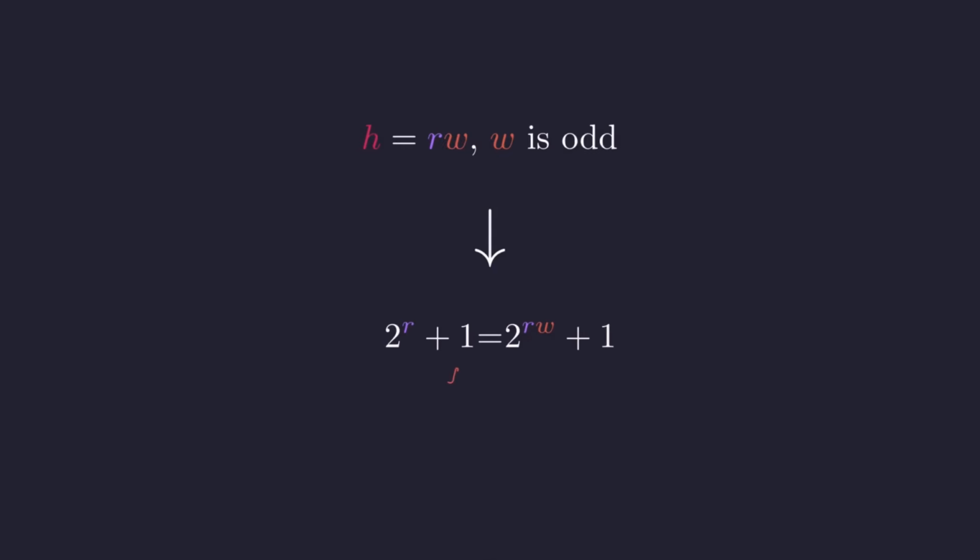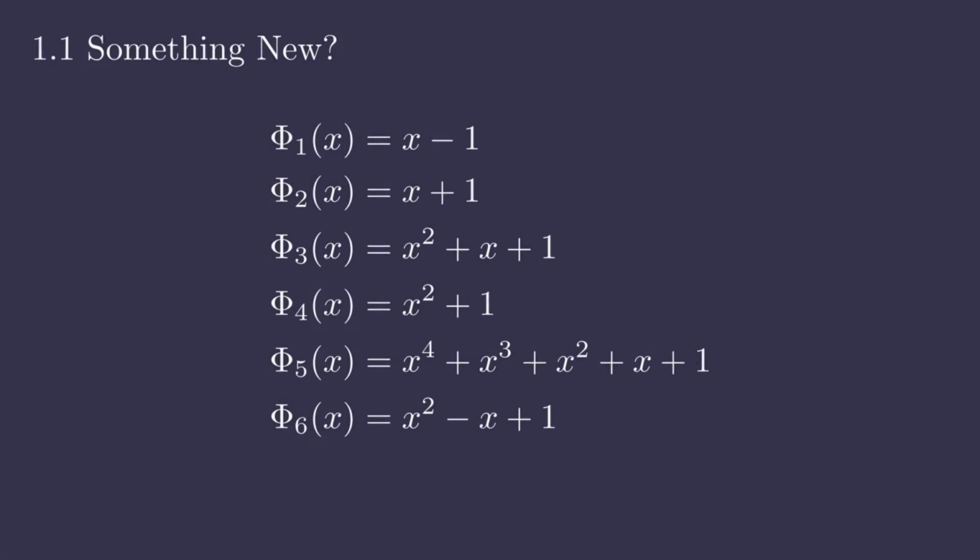This means that w equals 1. What we've just shown is that if w is an odd factor of h, then w is 1. Or in other words, the only odd factor of h is 1. And the only numbers with this property are powers of 2, so h must be a power of 2.